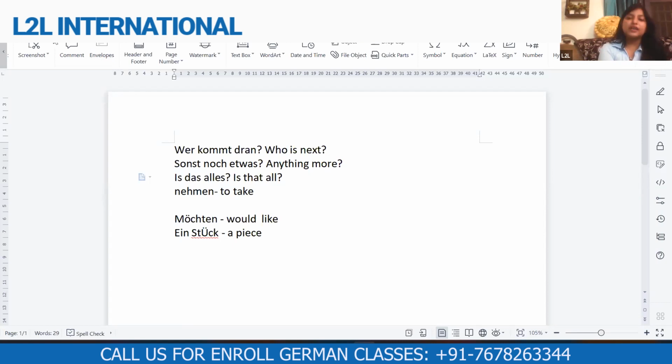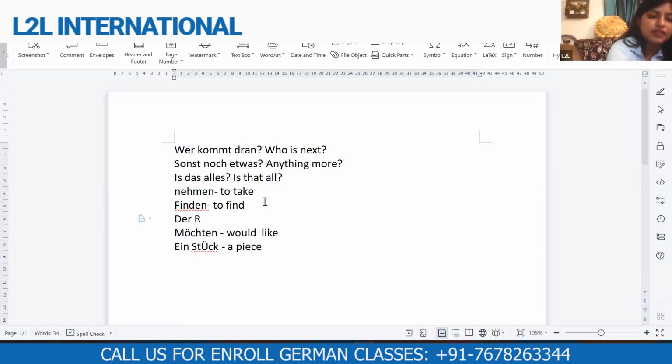Wo finde ich Reis? Wo means where? Finden is a verb which means to find. So anybody who can decode the meaning of the sentence and rice, yesterday in the last class we read, rice is rice. So what does this question mean? Wo finde ich Reis? Think. Where do I find rice?